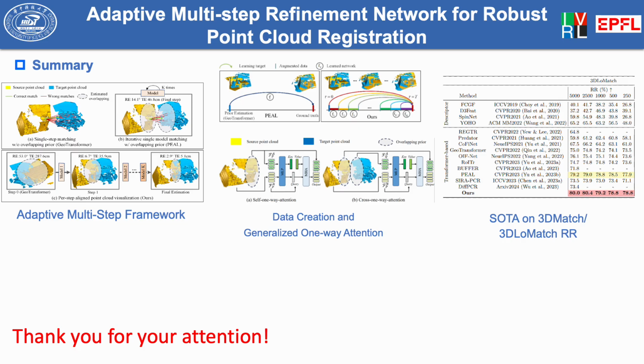To summarize, in this work, we propose an adaptive multi-step framework for point cloud registration. To make it possible, we introduce a data creation method by degrading functions and a generalized one-way attention. In the end, we achieve superior registration recall rate on both 3DMatch and 3DLoMatch.